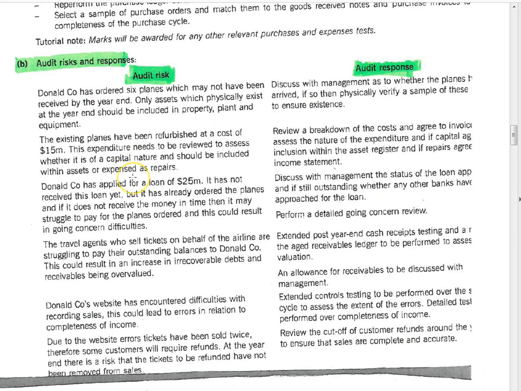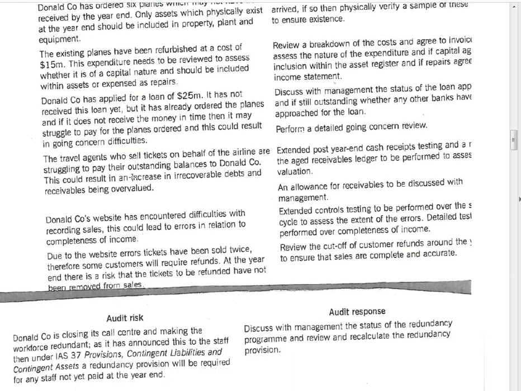And when you're looking at these answers, just note how each of the risks is linked back to the accounts. Errors in relation to completeness of income in the accounts. Not removed from sales, tickets to be refunded, linked back to the account. So that's the big thing.